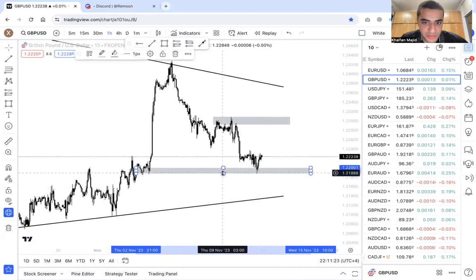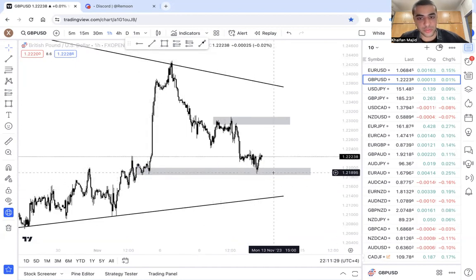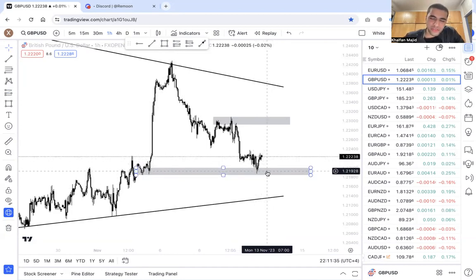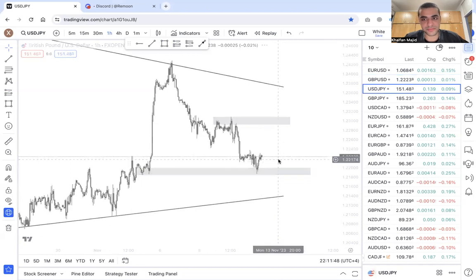And also, how many times has it been tested? Once, twice, three times now. So it couldn't work. If it came back again for the fourth time, I wouldn't trade it. Maybe trade it on demo, but I wouldn't trade on it unless I see 20 rejection wicks, then I might go in. But if it just comes in the middle, then no, I'm not trading it.